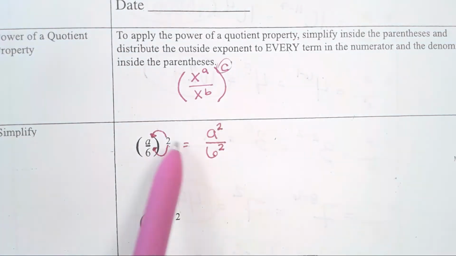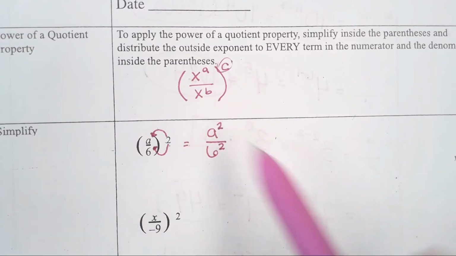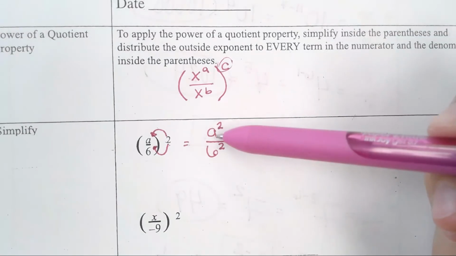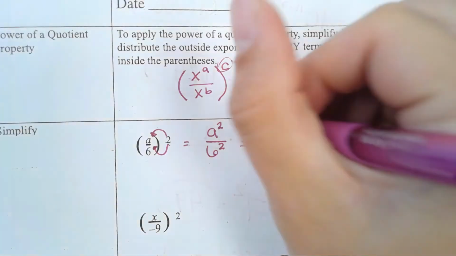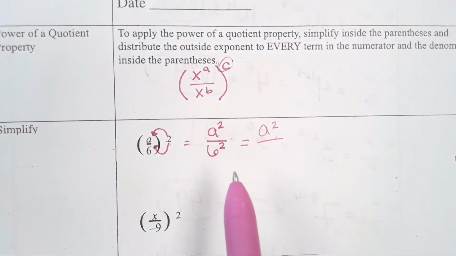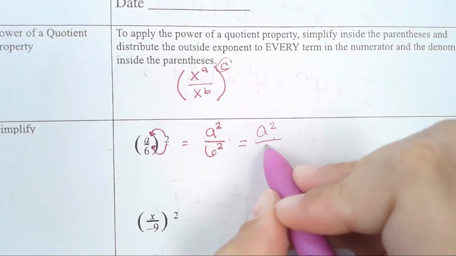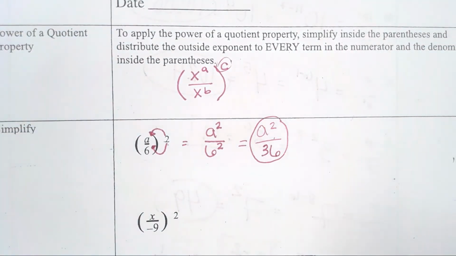So you are just attaching the power of 2 to the a and to the 6, and then you simplify if you can. Notice we cannot simplify a to the second, so it stays the same, but you can simplify 6 squared because 6 squared is just 36. So your answer here is a squared over 36.